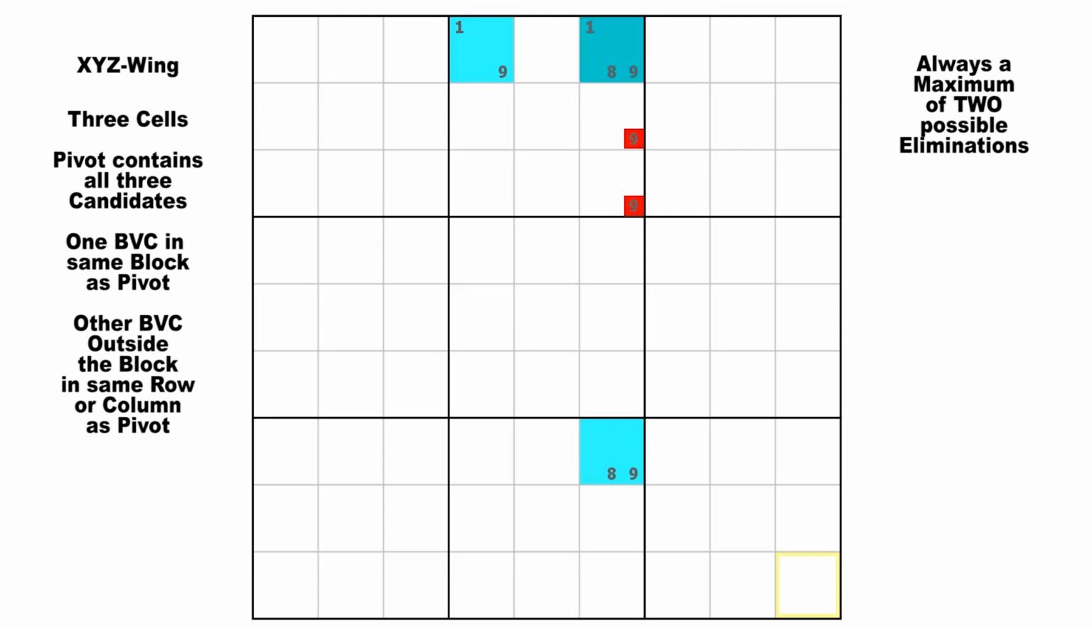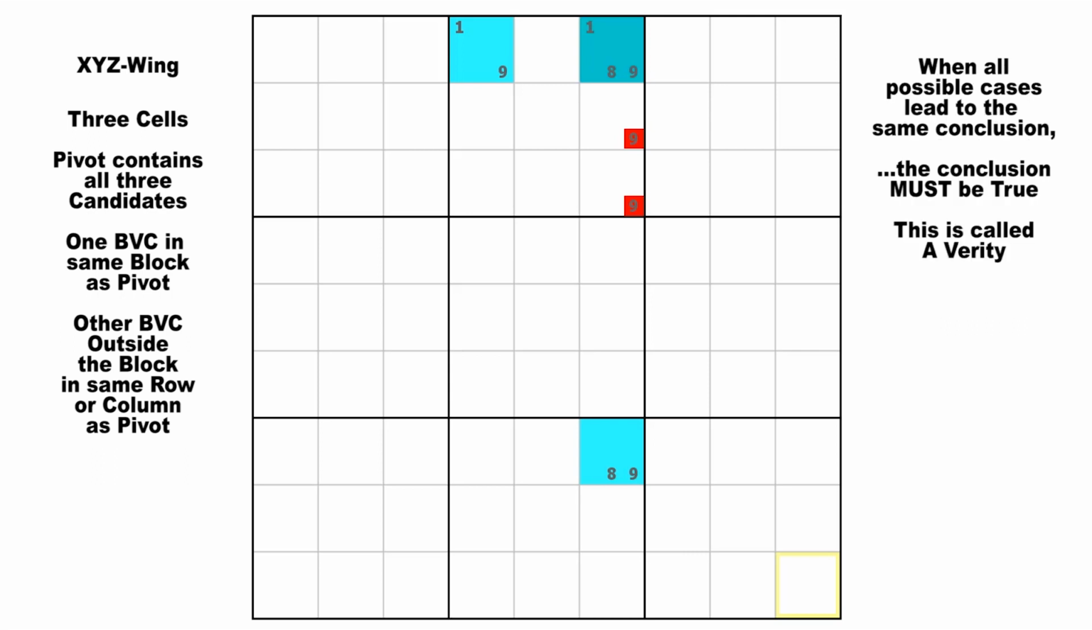Now let's prove that by taking all cases for all three cells. Examining all possible cases for a certain situation is one of the very best methods we have for testing the truth or falsity of anything in Sudoku. If all possible cases lead to the same conclusion, then we know that conclusion must be true. That's called a verity. So let's look at all 7 possible cases for the 3 cells of our XYZ wing. And let's start up here with pincer number 1.